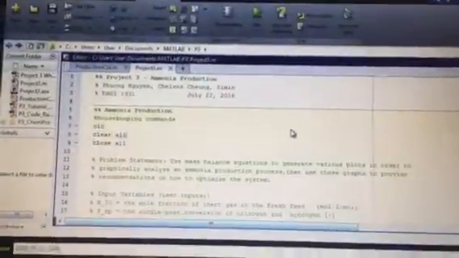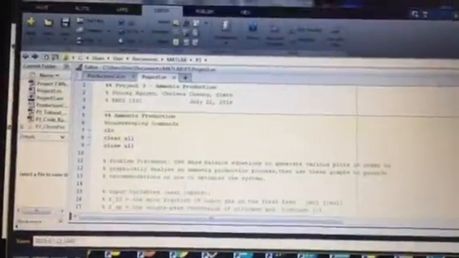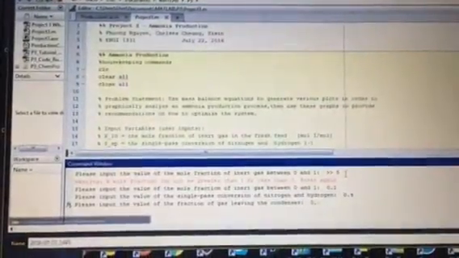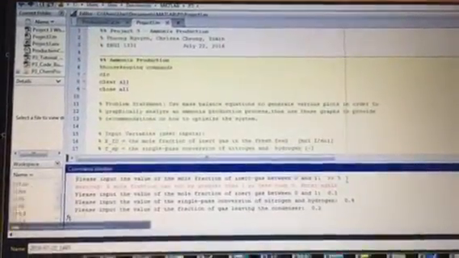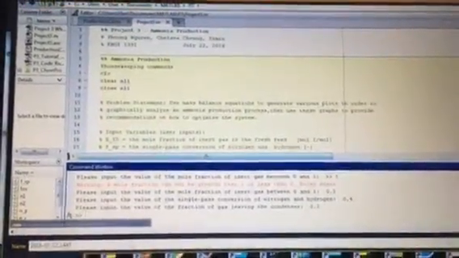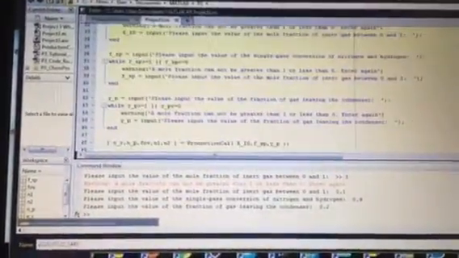So the final thing we need to do is testing our code. So I will run this, and if I put anything not between 0 and 1 like 5, it's going to give me a warning, and I have to input again. I'm going to input 0.1 for the mole fraction of inert gas. I'm going to input 0.4 for the single pass conversion of nitrogen. I'm going to input 0.2 for the fraction of gas leaving, and it calculated over here all the things we need from the user input.